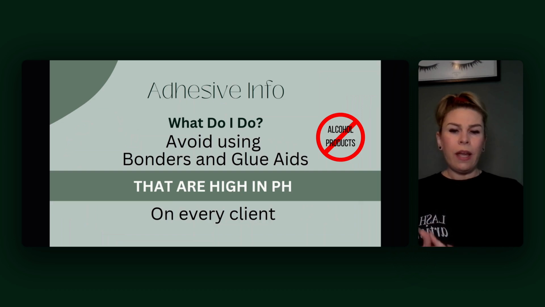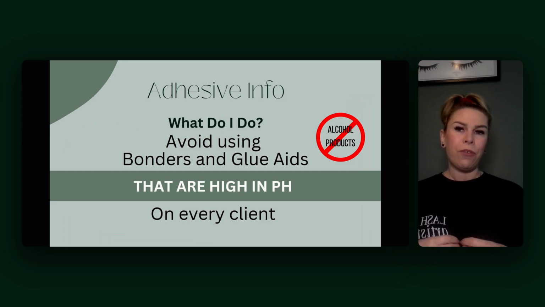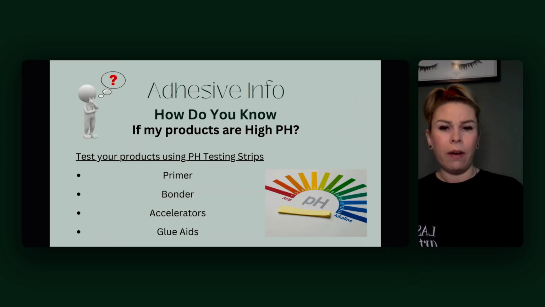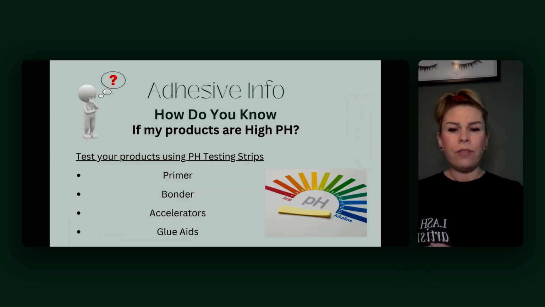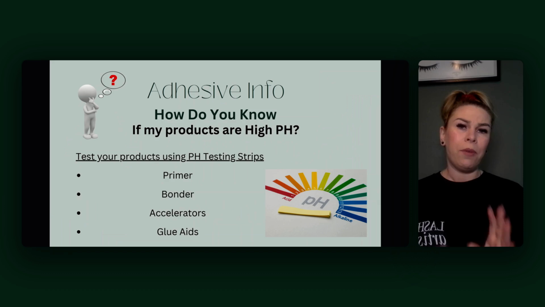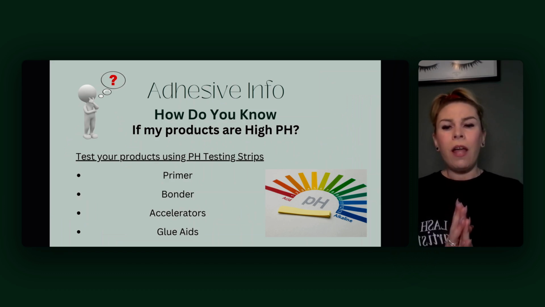So avoid using bonders and glue aids that are high in pH on every client. Okay, I really want you to maybe after this tutorial, go back to your products and get to know them a little bit better. Okay, buy some pH test strips off Amazon. I really recommend that you do this. You're going to be doing yourself a huge favor.